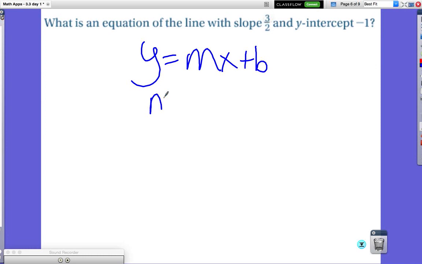All right, same thing, y equals mx plus b. This problem tells you we have a slope of 3/2. Again, do not divide this. As long as it's in simplest form, we leave it like that. We don't write it as a mixed number.